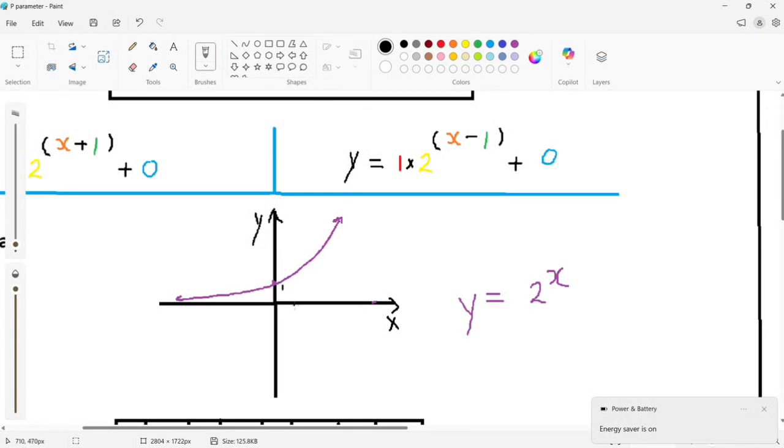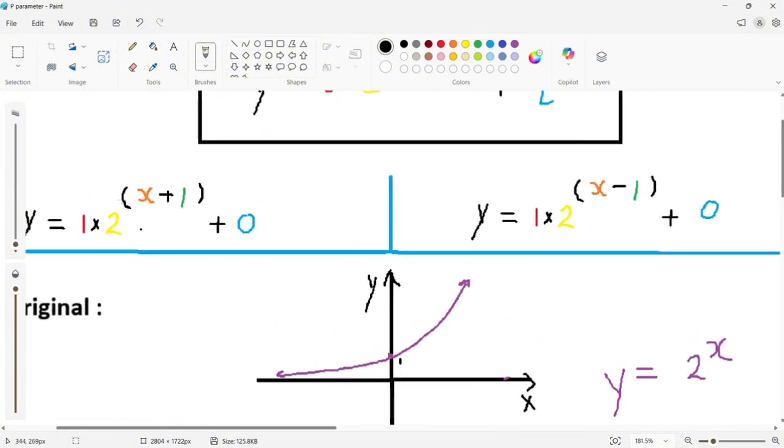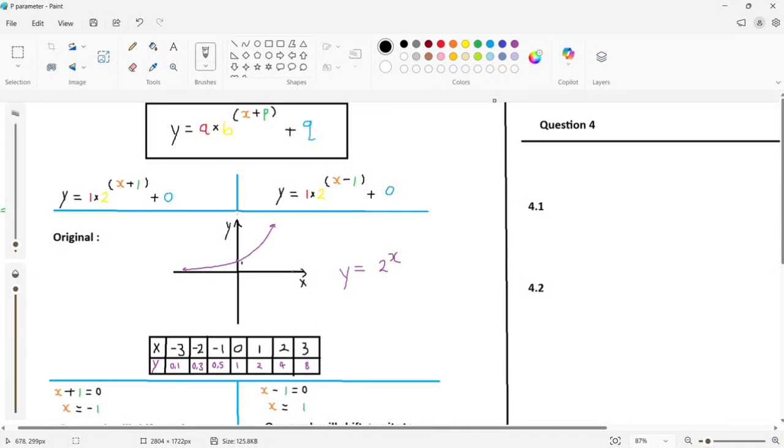So for example, if we have this graph right here, the entire thing slides either to the left or to the right. That's how it shifts. That's how it works. I've made something so you can understand this a little bit better.